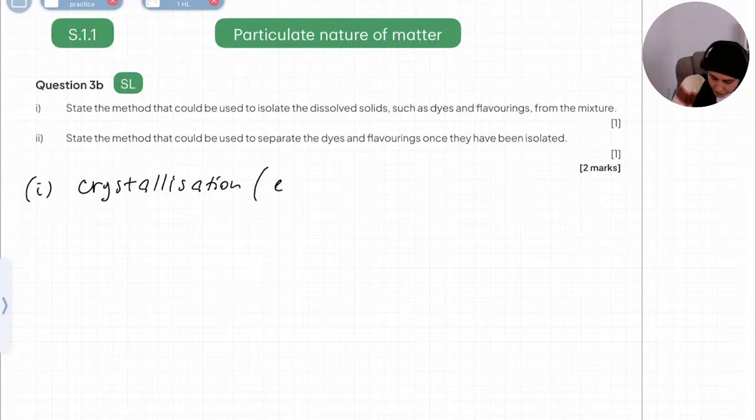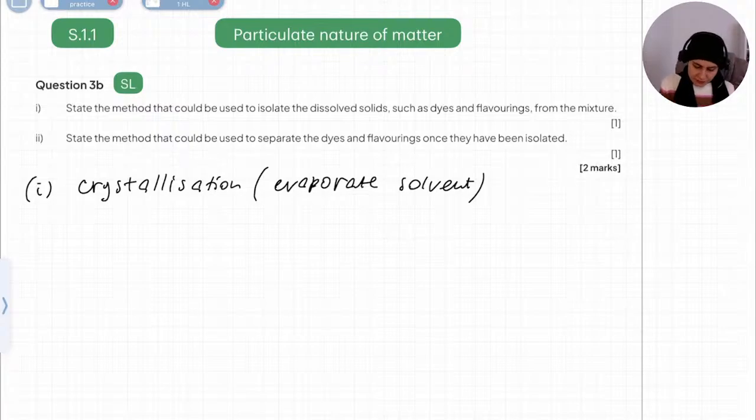When we evaporate water, evaporate the solvent, yeah. Right, and then state the method that could be used to separate the dyes and flavorings once they have been isolated. So, okay, you evaporated the solvent and now you have a mixture of solids. And this is not an easy task. To separate the mixture of solids, hopefully those solids would have different solubilities. If they do, then you can use the recrystallization method. And I think that's what they mean here.